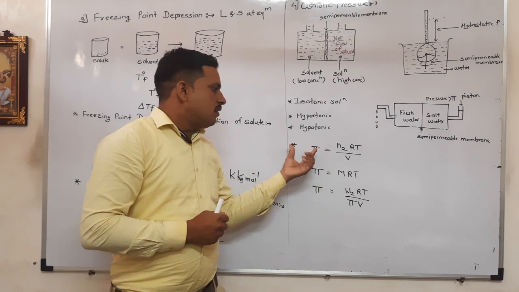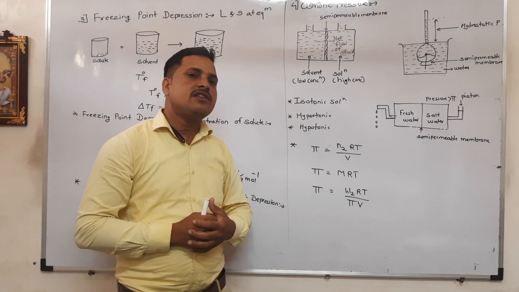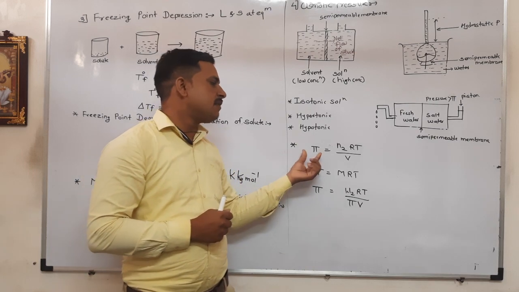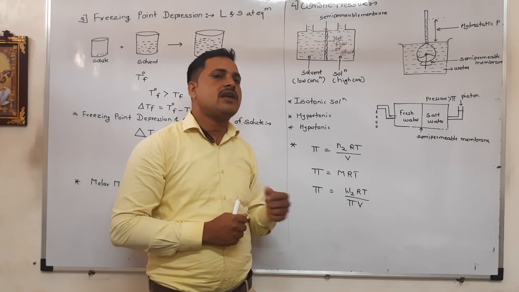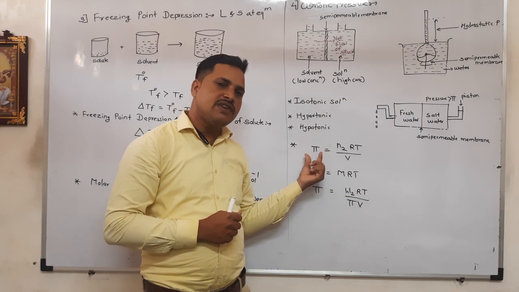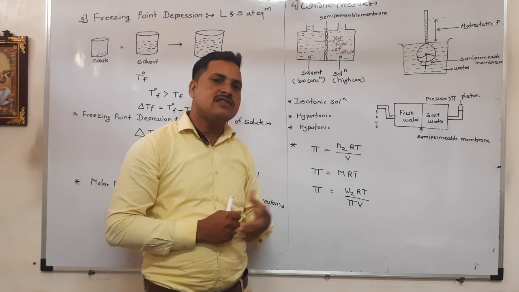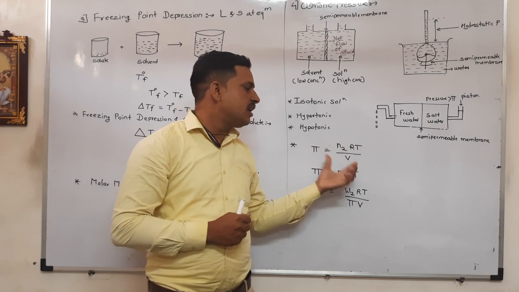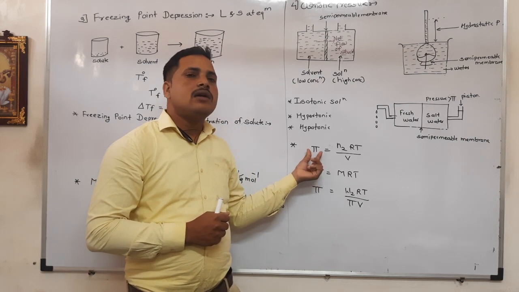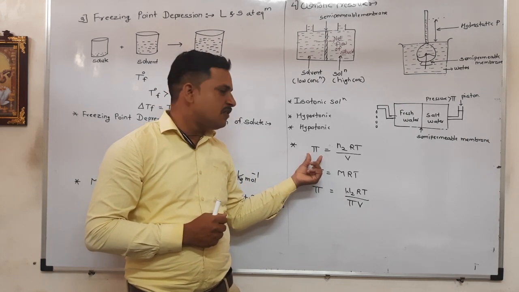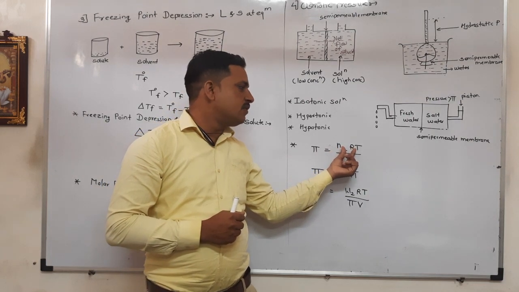Now, the next point: osmotic pressure and concentration are related by the formula π = n2RT/V. Here, π is the osmotic pressure, n2 is the number of moles, R is the gas constant, T is the temperature, and V is the volume, which have definite units. Osmotic pressure has the unit atmosphere. n2 means W2 upon M2.